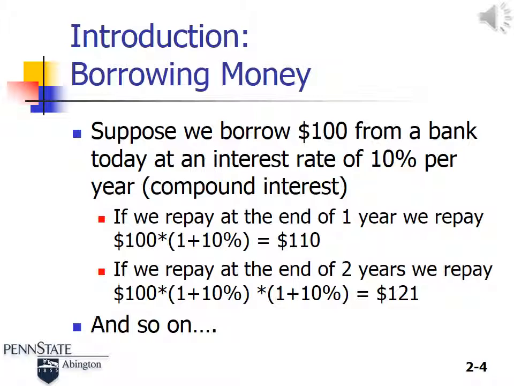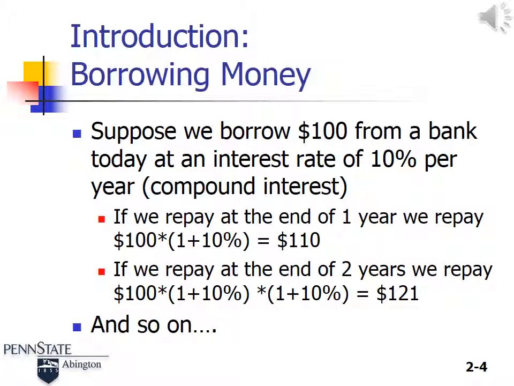Instead, if we say that we are going to repay the bank at the end of 2 years without having to make any interest payments in between, then we'll have to pay the bank 100 times 1.1 times 1.1, or essentially you'll have to pay interest compounded for 2 years. At the end of 1 year, your interest accrual was $10, so you owed the bank 110, and at the end of 2 years, it's going to be 110 times 1.1, or $121.